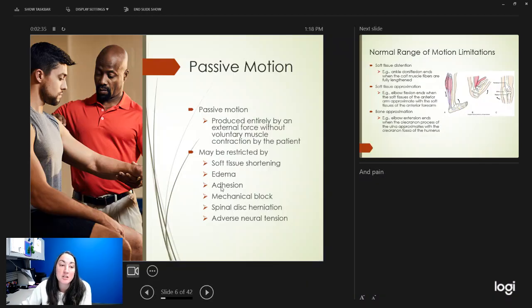Passive range of motion, an external force is moving you through the range. Typically, we are that external force. So the patient is just relaxing their muscles and we are moving them through their range. Things that could restrict passive range of motion are soft tissue shortening, edema, adhesions, mechanical blocks, a disc herniation, neural tension, or pain. And those can all limit your passive range of motion.